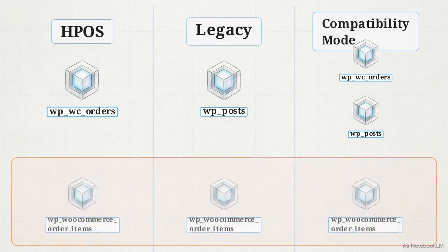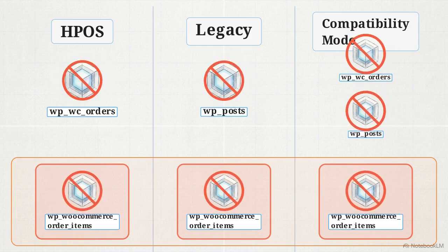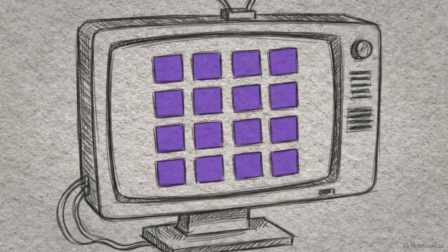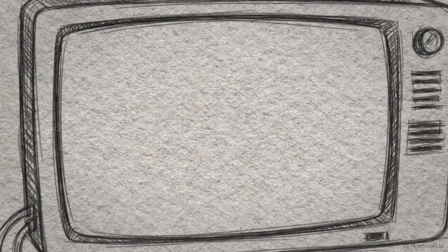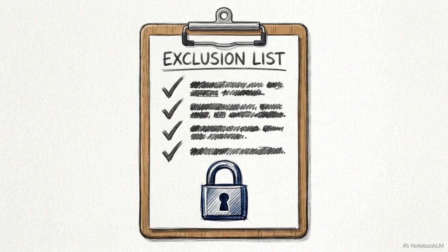Notice these highlighted line item tables. Even if your store is fully migrated to HPOS, order line items still live in these legacy tables. They must be excluded in every single storage mode. Older tutorials written before late 2023 will tell you to simply exclude the WP_posts table. If you run a modern HPOS store, following that advice will leave your actual order data completely unprotected. Knowing exactly how and where your specific architecture stores active orders allows you to build an airtight exclusion list.